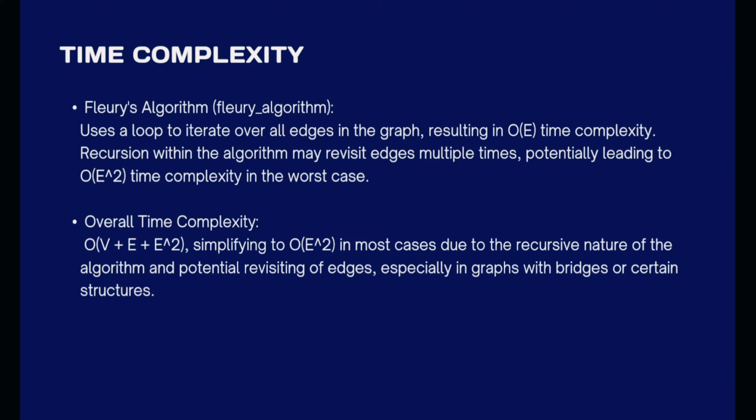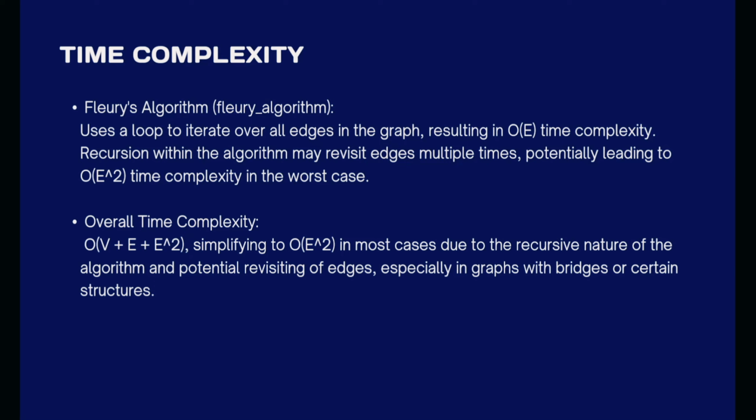Now coming to the worst case time complexity. The worst case scenario occurs when the graph has no Eulerian circuit or path, and the algorithm encounters bridges at every step. In this case, the algorithm may need to explore all possible edges at each vertex, leading to a time complexity of big O of e squared, and we already know e is the number of edges. So the worst case time complexity is big O of e square.